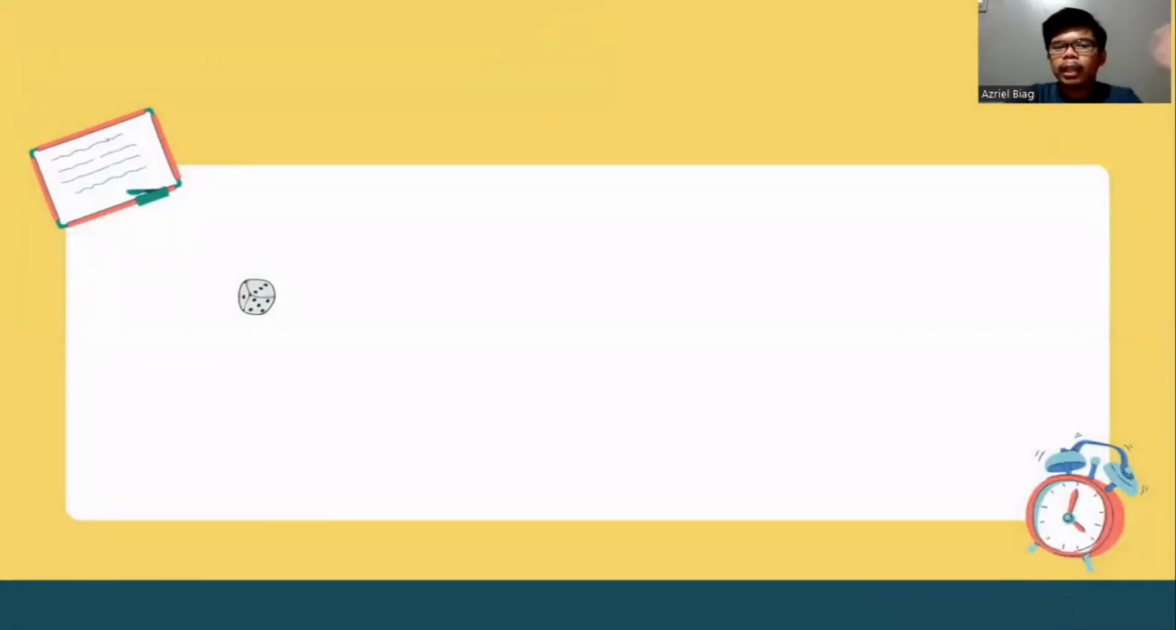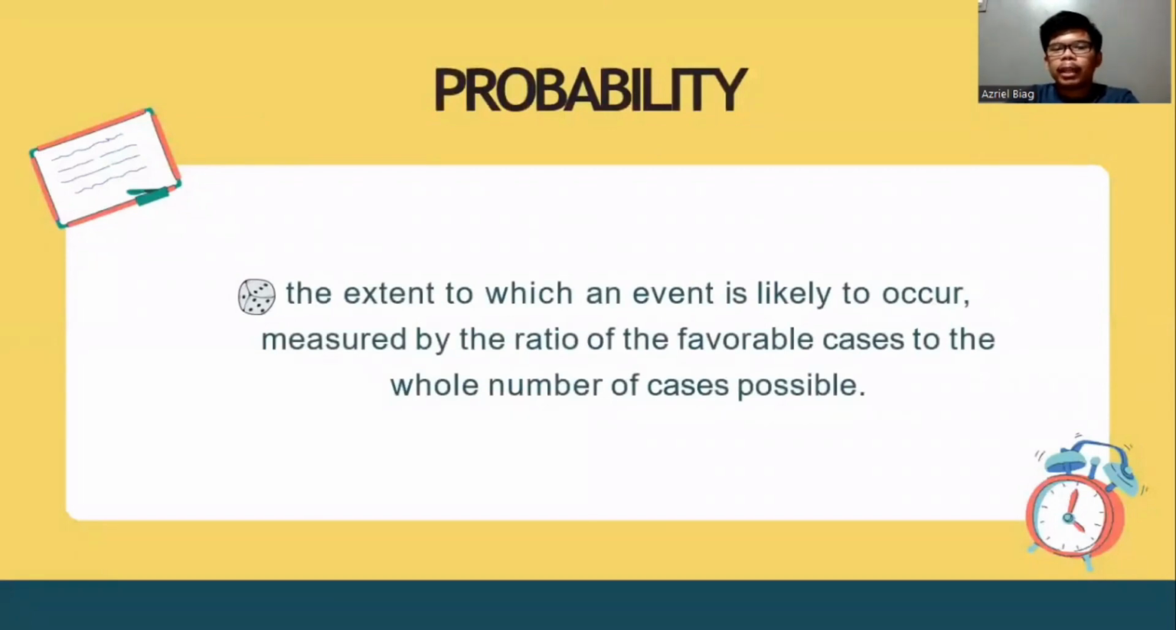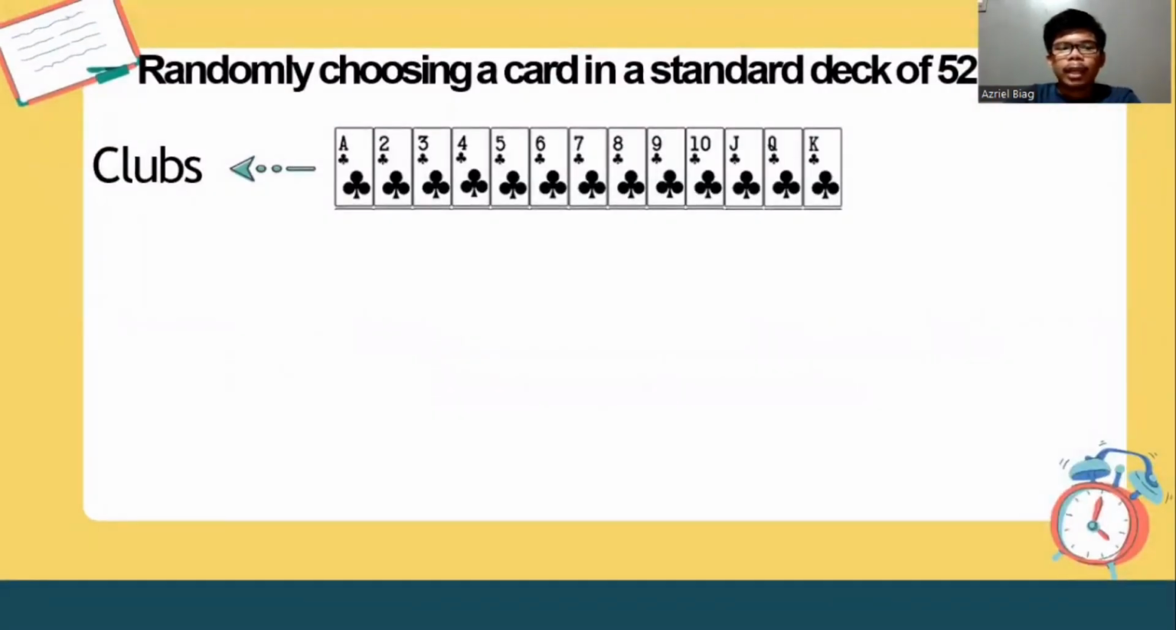But before we start, let us first know what is probability. Probability, the extent to which an event is likely to occur, measured by the ratio of the favorable cases to the whole number of cases possible. Now, let's get started. Given, for example, we have to randomly choose a card in a standard deck of cards. Notice that each card is completely different from each other. In a deck of 52 cards, we can choose either a club, diamond, spade, or heart.